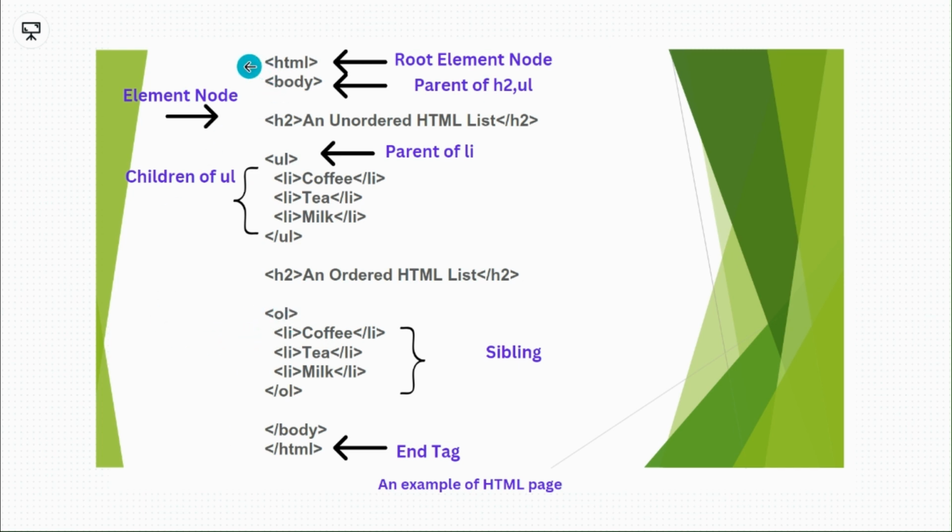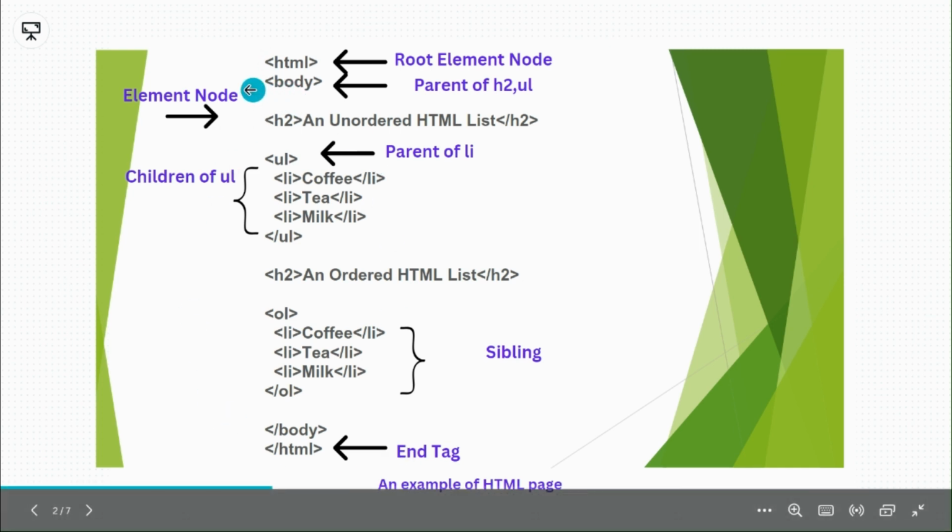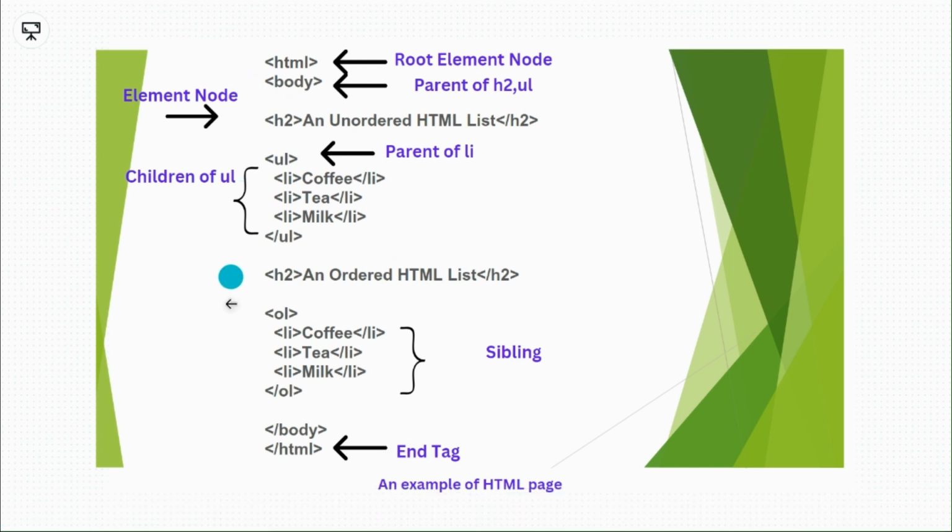It will start from HTML. Then after HTML, where should it go? It should go to body, because all these tags are inside this body. And after body, as we are looking for this ol, it will go to ol. And after ol, it will go to the first li. And then it will find this element. So what would be the absolute XPath here?